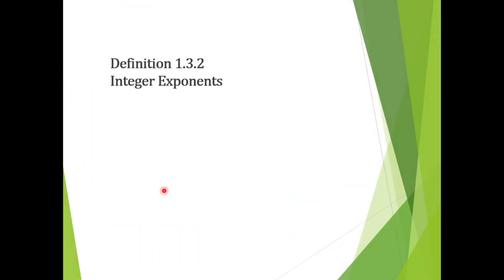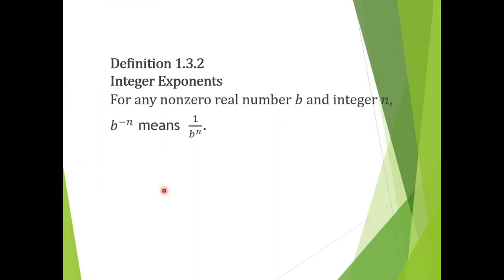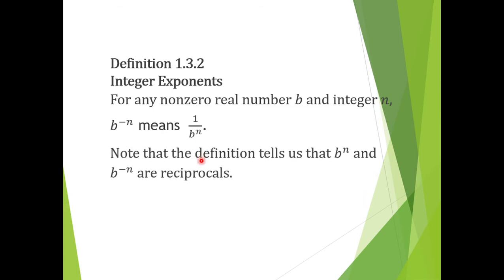So, we have integer exponents. For any non-zero real number b and integer n, b raised to negative n means 1 over b raised to n. So note that the definition tells us that b raised to n and b raised to negative n are reciprocals, di ba?